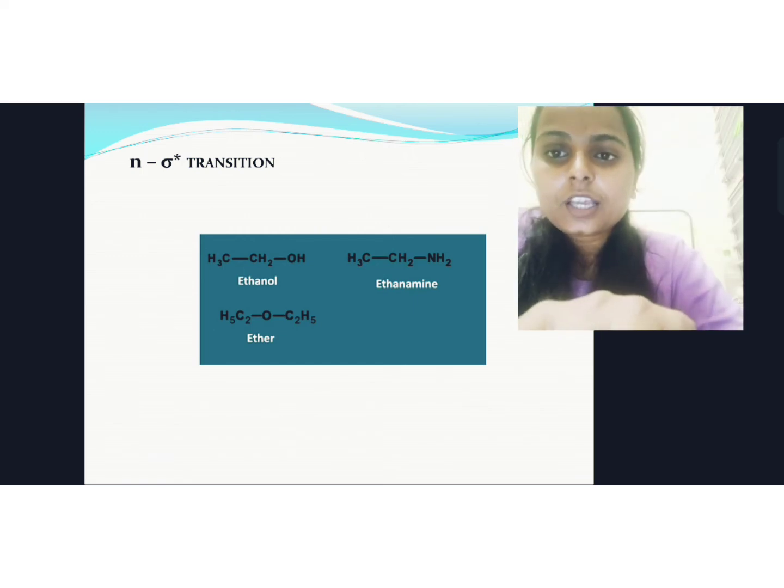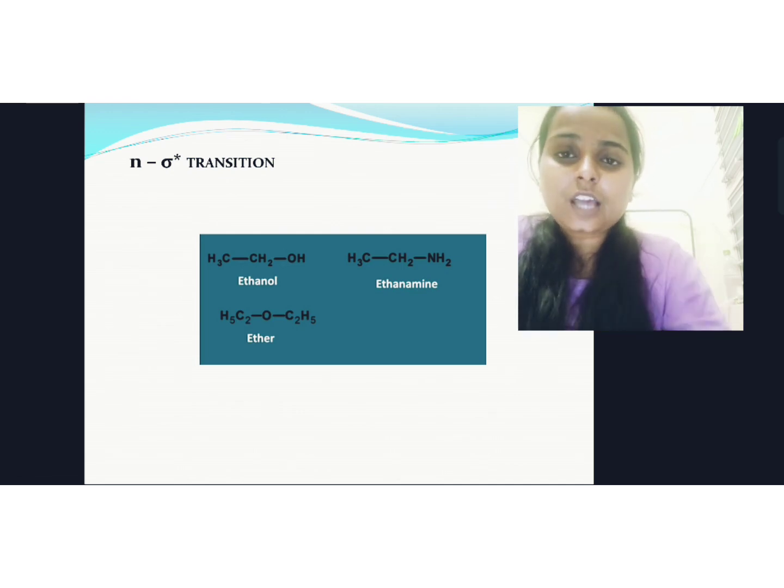Because in ethanol we have a heteroatom, in ethanamine we have a heteroatom, and in ether also we have a heteroatom. These are attached to the single bond. So all of these possess n to sigma star transitions.